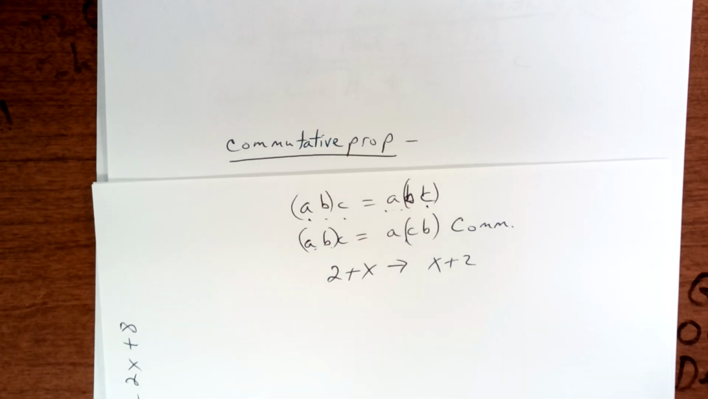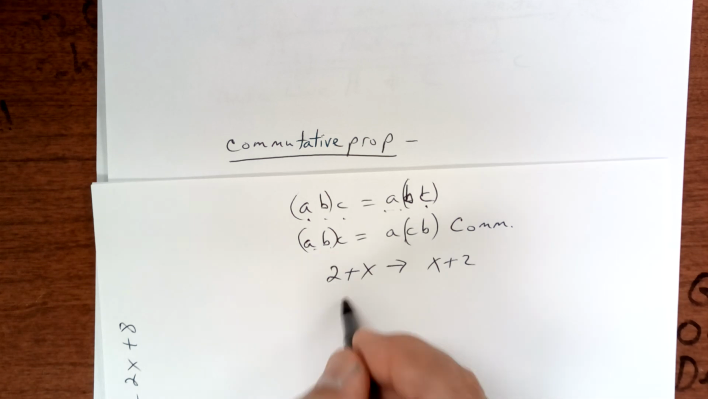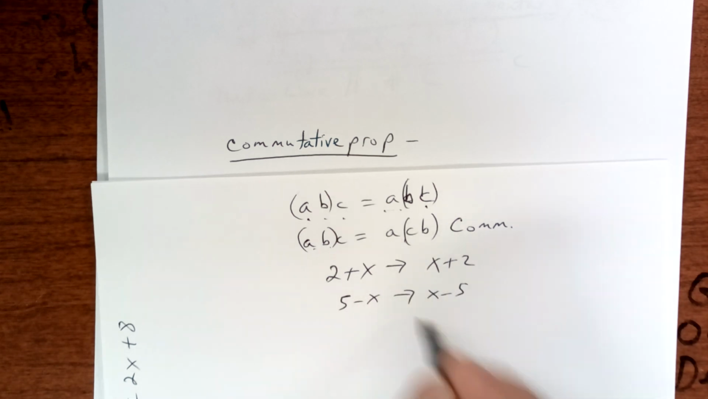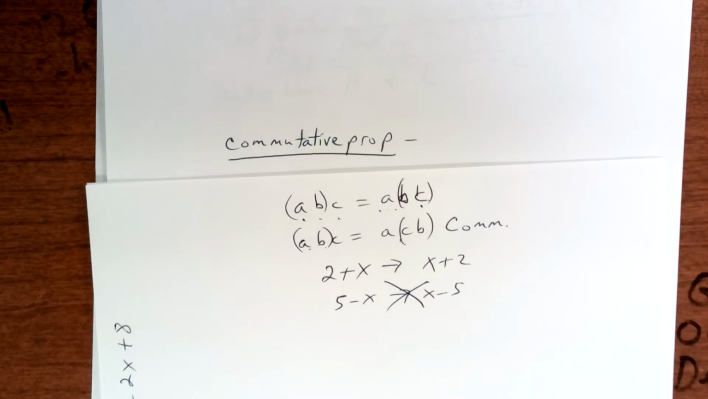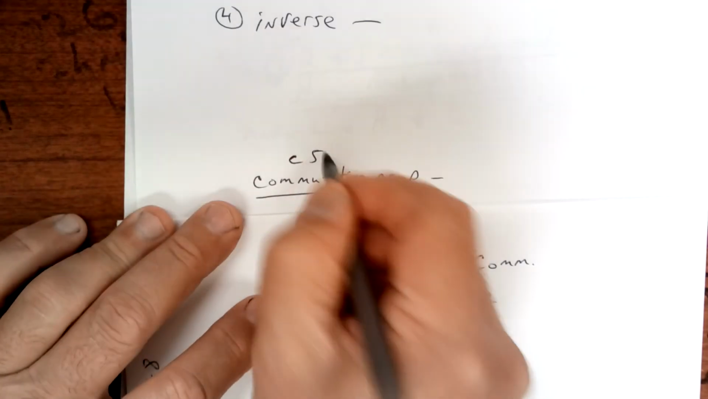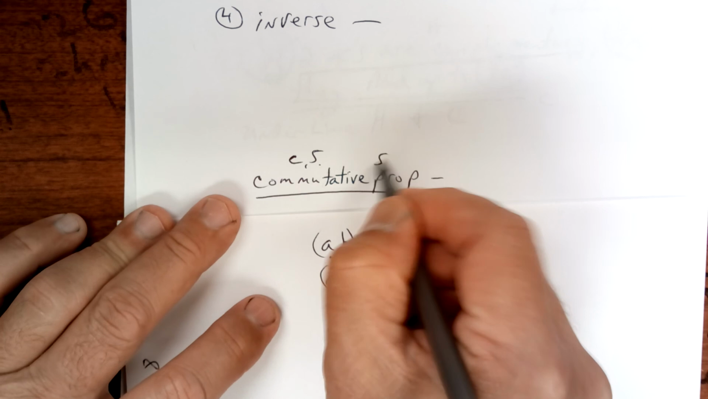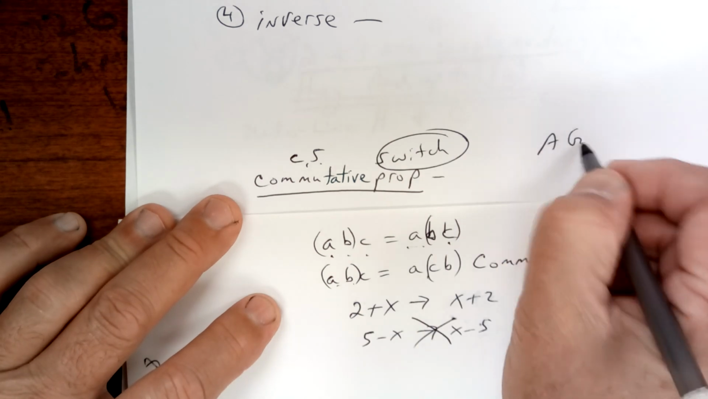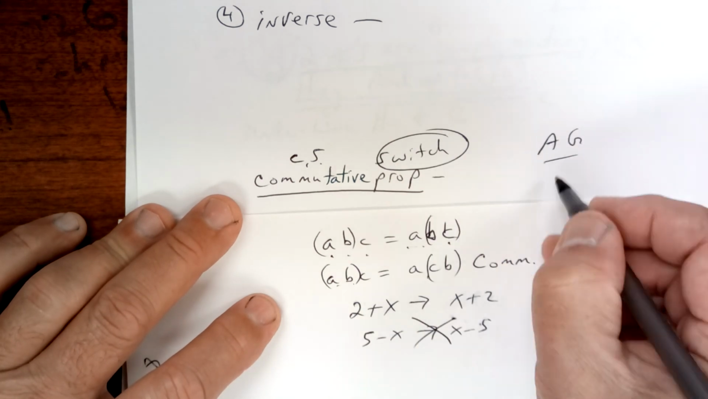Okay? The commutative property does not work with subtraction. 5 minus x is not the same thing as x minus 5. All right, so that is the commutative property. How do I memorize it? CS, commutative switch. Write that down. Make sure you know that. So the associative is AG, grouping, and the commutative is CS.